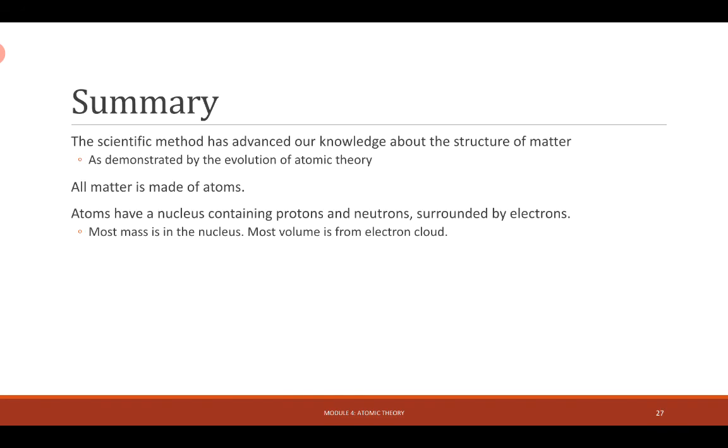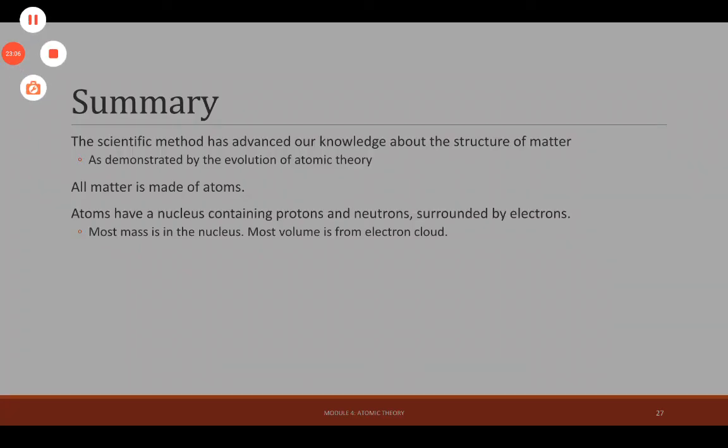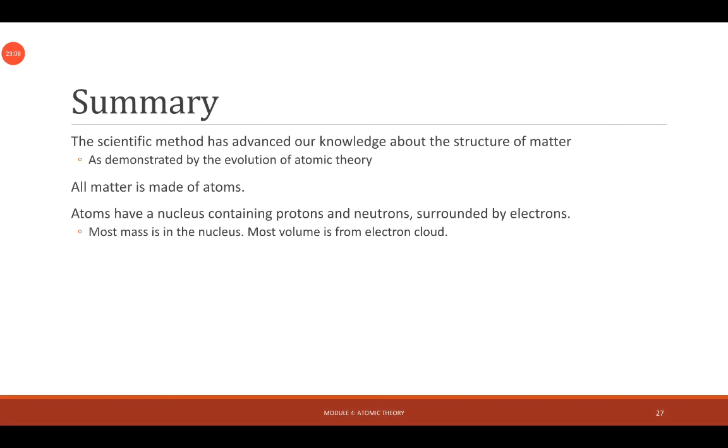So in summary, the scientific method has advanced our knowledge of science in general and the structure of matter. We've seen our knowledge of the atomic model get modified and evolve over time to accept new experimental observations. All matter is composed of atoms, and atoms have a nucleus in the center containing protons and neutrons, surrounded by electrons. Most of the mass is in the nucleus, and the volume is in the electron cloud.